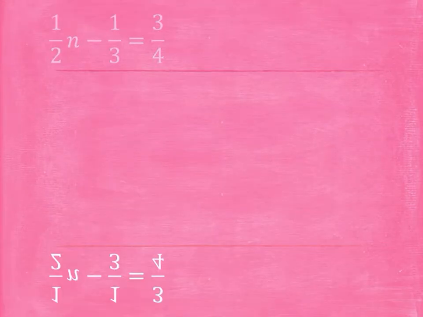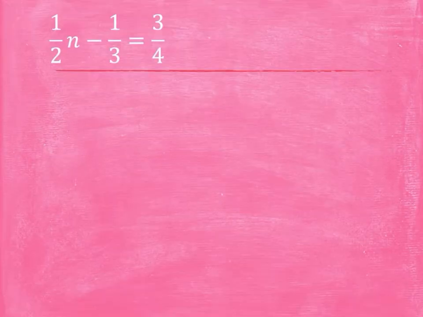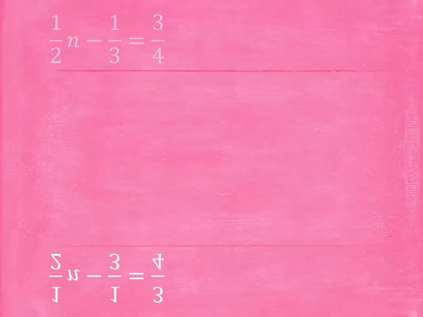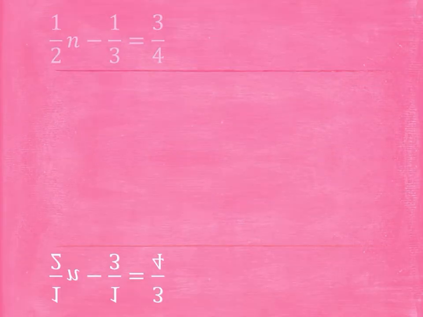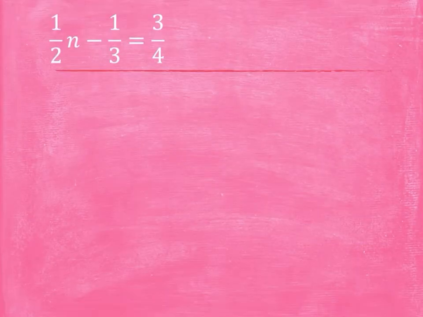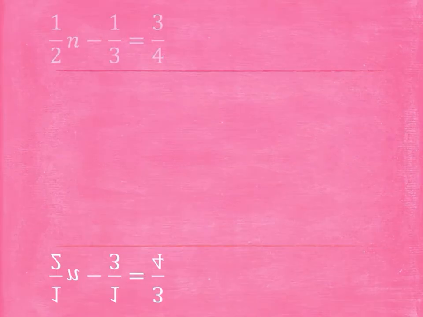Alright. Now I can go back and check this. Let's do our check right here. 1/2 times, I'm going to use the improper fraction. That'll be a little bit easier. 13 over 12 minus 1/3. That'd be 13 over 12 minus 4/12, which equals 9/12, which equals 3/4. 3/4 equals 3/4. So 2 and 1/6 is my answer.